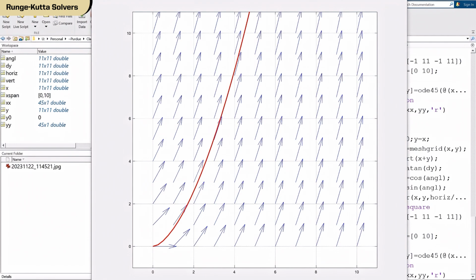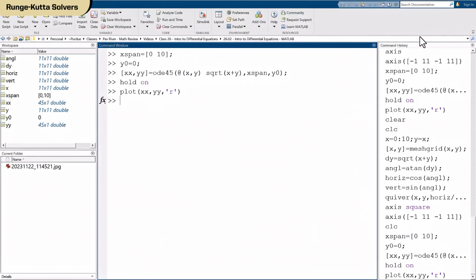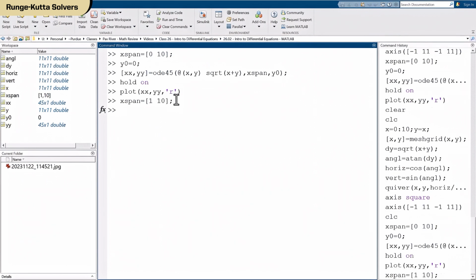Well, shall we try it? Let's try it. Let's change x span here. Instead of going from 0 to 10, let's go from 1 to 10. That way the initial point will be at x equals 1. And we'll leave y0 equals 0. And let's go ahead and make another xx and another xy.